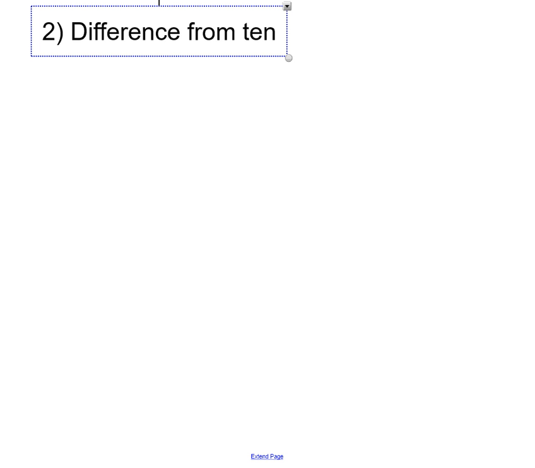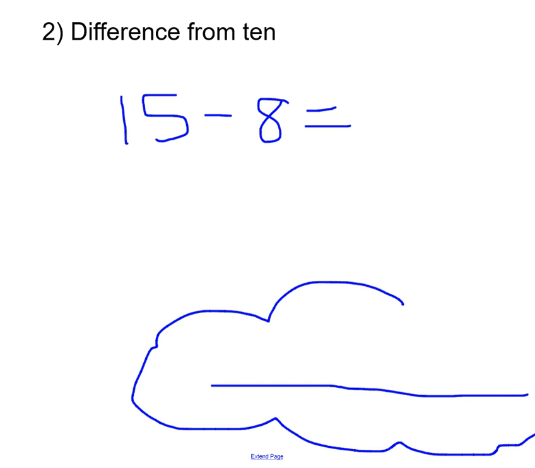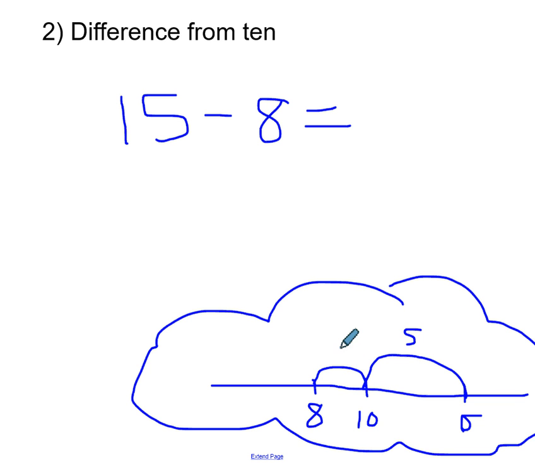The second one we're going to do is called difference from 10. For example, if you want to do 15 minus 8, so to do 15 minus 8, you would look at the difference from 10. If you want, you can think of the number line. If you think of the number line, this is your 10. Imagine that you have your 15 somewhere here. What is the difference between 10 and 15? It's 5. And you have your 8. And the difference between 8 and 10 is 2.